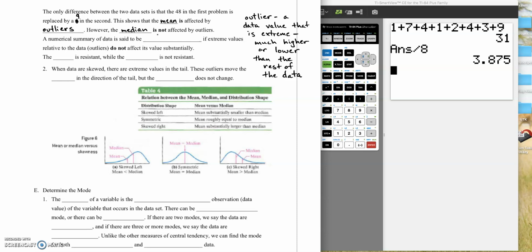So, a numerical summary of data is said to be resistant if extreme values relative to the data, meaning the outliers, do not affect its value. So, the median is resistant, but the mean is not. And we know that because the mean changed greatly when just one data value changed a lot.